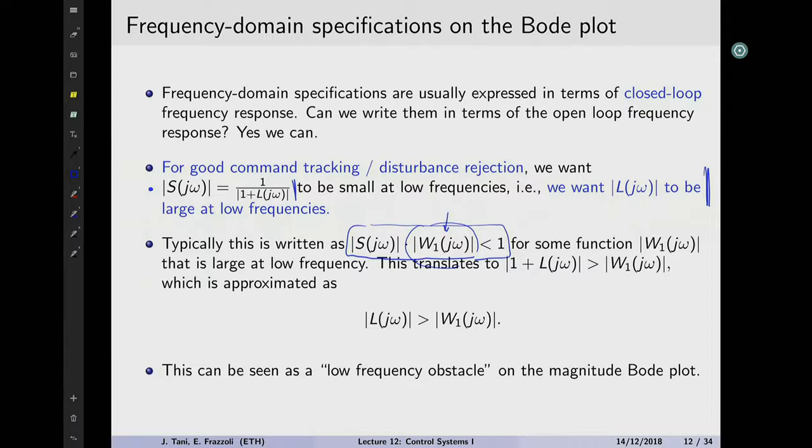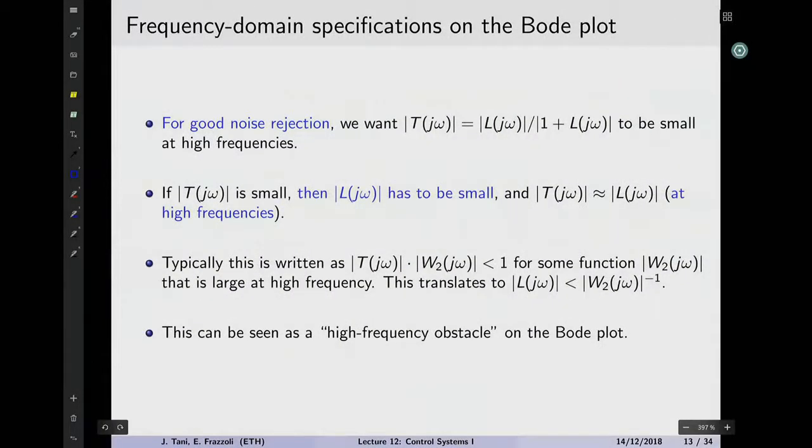By following simple math, it turns out that the low frequency disturbance rejection and good tracking performance of the closed loop can be represented by looking at the open loop transfer function L and saying it must be bigger than some value. So we can imagine this W1 as a low frequency obstacle on the magnitude Bode plot. Remember that on the Bode plot, we plot the frequency response of the open loop transfer function. We do the same thing for noise rejection. We will see that the conclusion is that we want the complementary sensitivity function to be small at high frequency, so we want L to be small at high frequency. And again, this is typically represented as L times some other function.